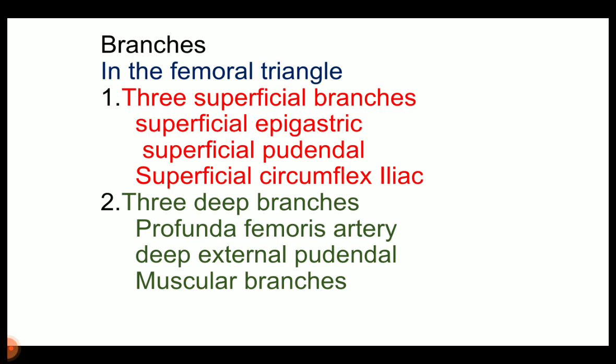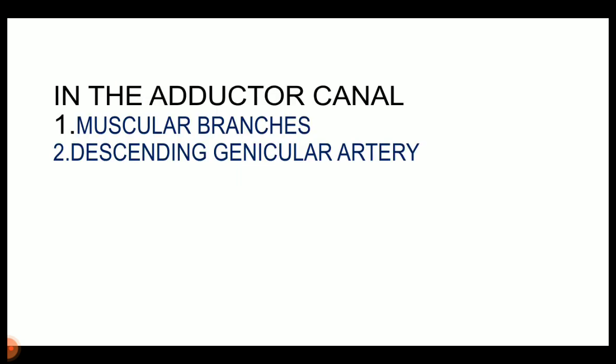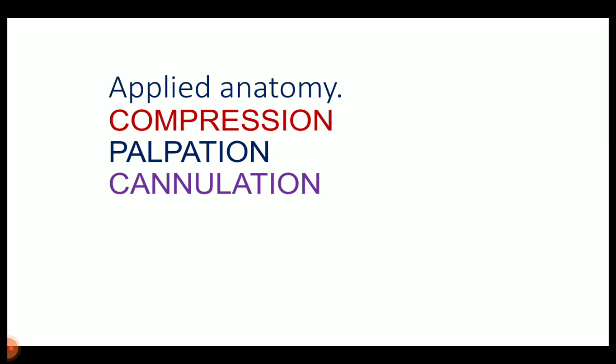This is one of the branches from the femoral triangle. And the next is in the adductor canal. It has muscular branches, and the second is descending genicular artery. Next is applied anatomy. It has three aspects. One is compression, second is palpation, and third is cannulation.